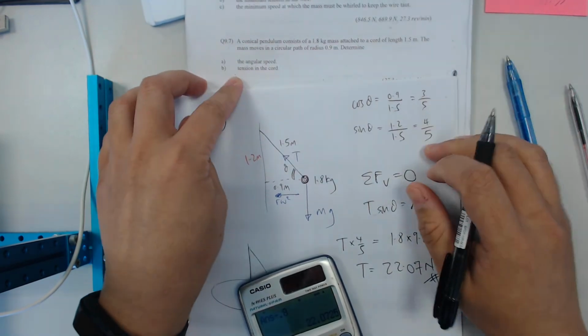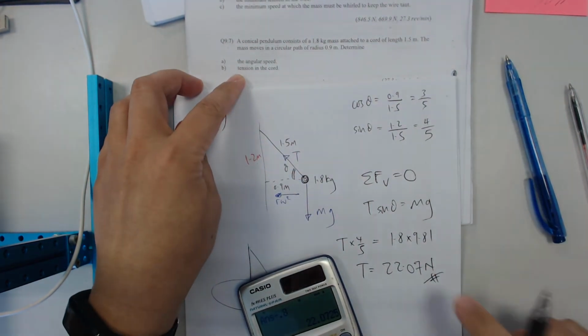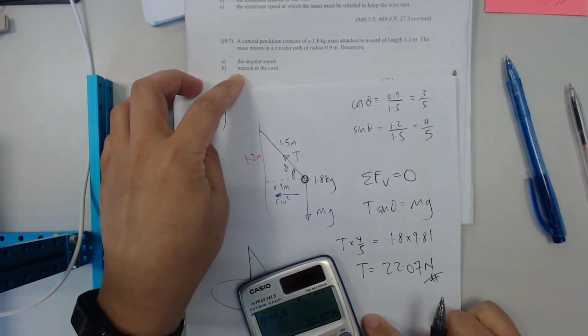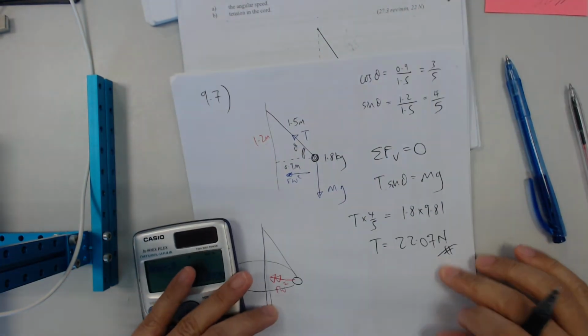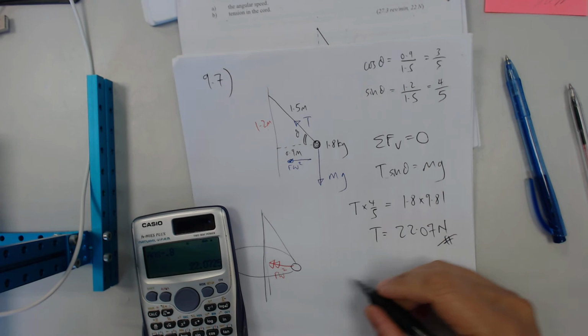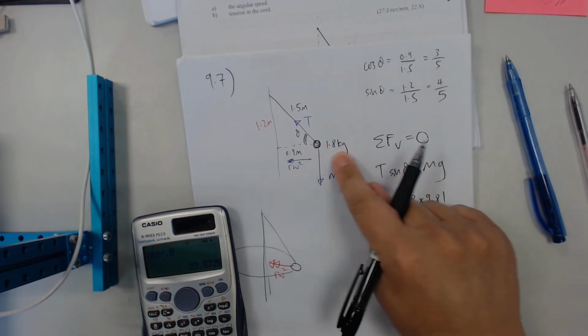If you look at the question, this is the answer to part B. You can solve part B first. So that tension is 22.07 newtons. Next, we're using this T, right? You look at the horizontal component.